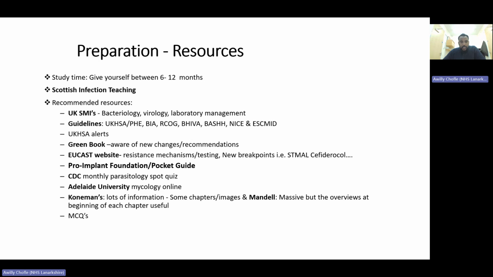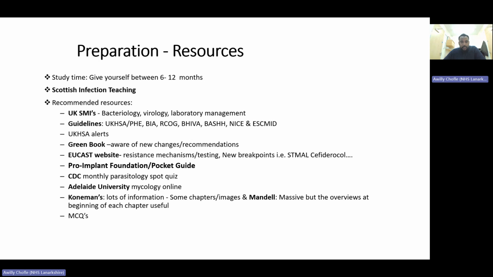We have a Scottish infection teaching every Wednesday. Therefore, I had a chance to attend these teachings every Wednesday, and the teaching is organized according to the curriculum. The SMIs are very key for this exam. There are so many guidelines, I can't mention all of them. You can register yourself with the UKHSA alerts. Green Book is key.